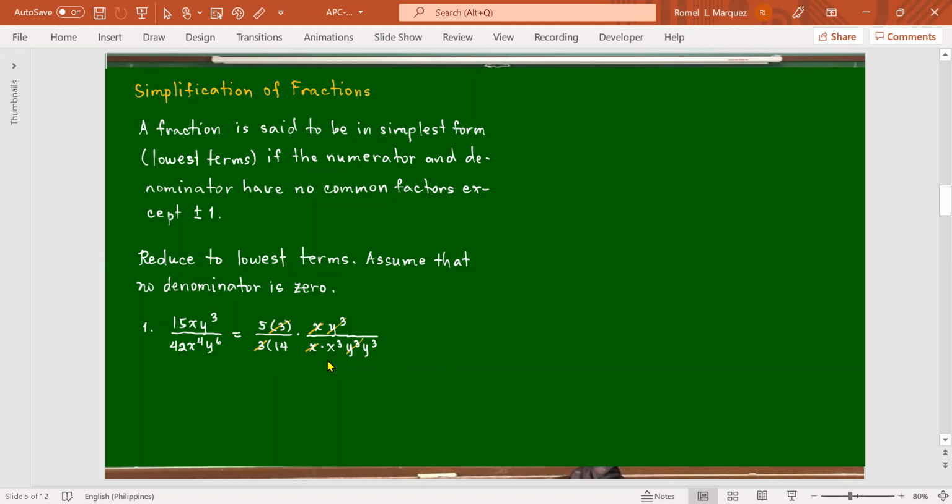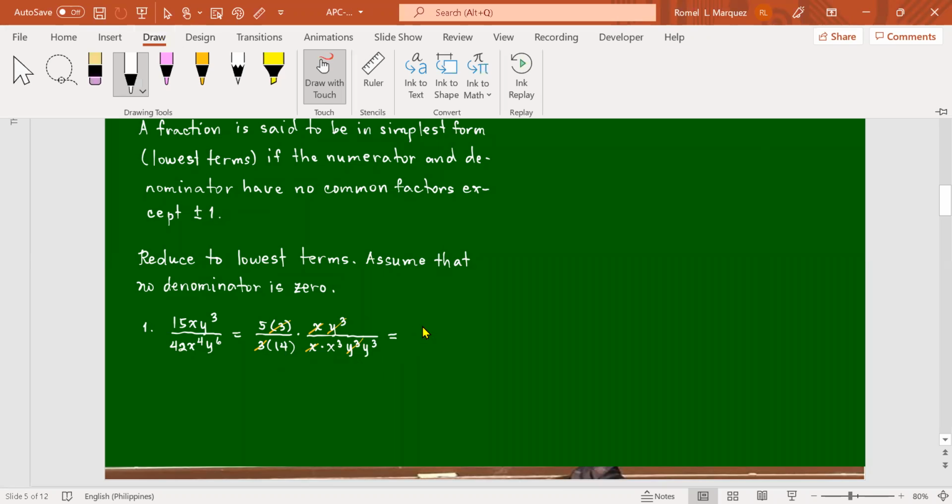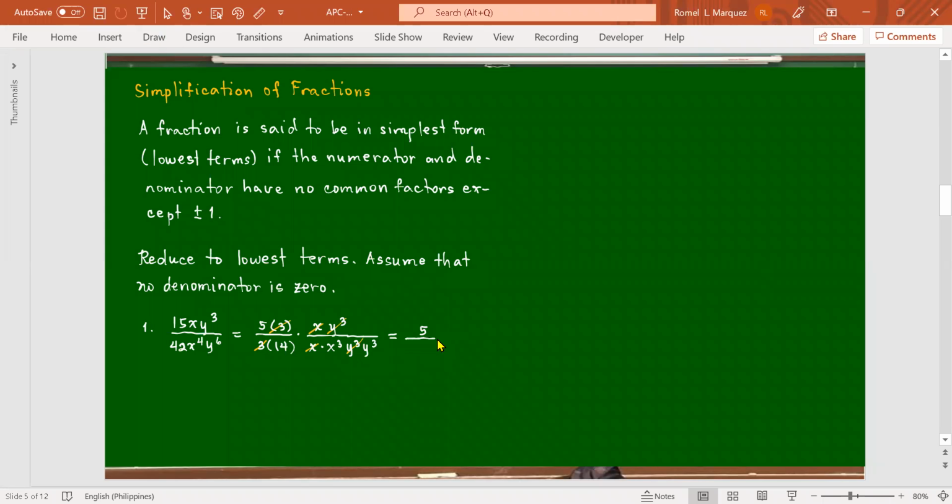Remember, x to the 4th can be written x times x cubed, right? So I can now cancel out 3, x, and y cubed, because they are all common. What is left, guys, in the numerator? Simply 5. What about in the denominator? 14x cubed y cubed. So this is the simplified form. Okay?